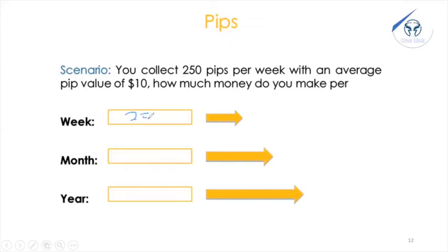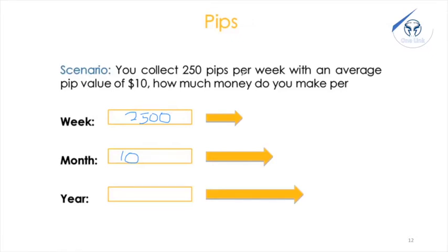Okay, 1 month? 10,000. 4 weeks, isn't it? In 1 week we trade only 5 days.